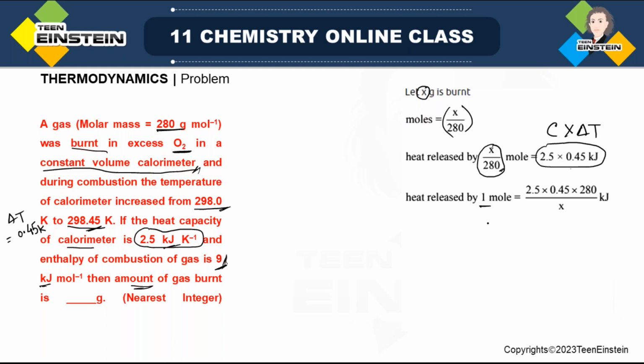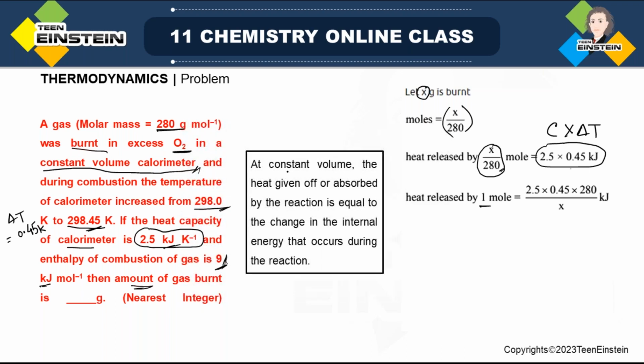Next step, as it is mentioned constant volume calorimeter, one condition that we have to keep in mind is that when it is constant volume, the heat given off or absorbed by the reaction is also equal to the change in internal energy during the reaction. That means we know that at constant pressure, QP is del H. When it is QV, that is actually del U. But there is one more thing: under the constant volume condition, del H is also equal to del U. Why is it so?